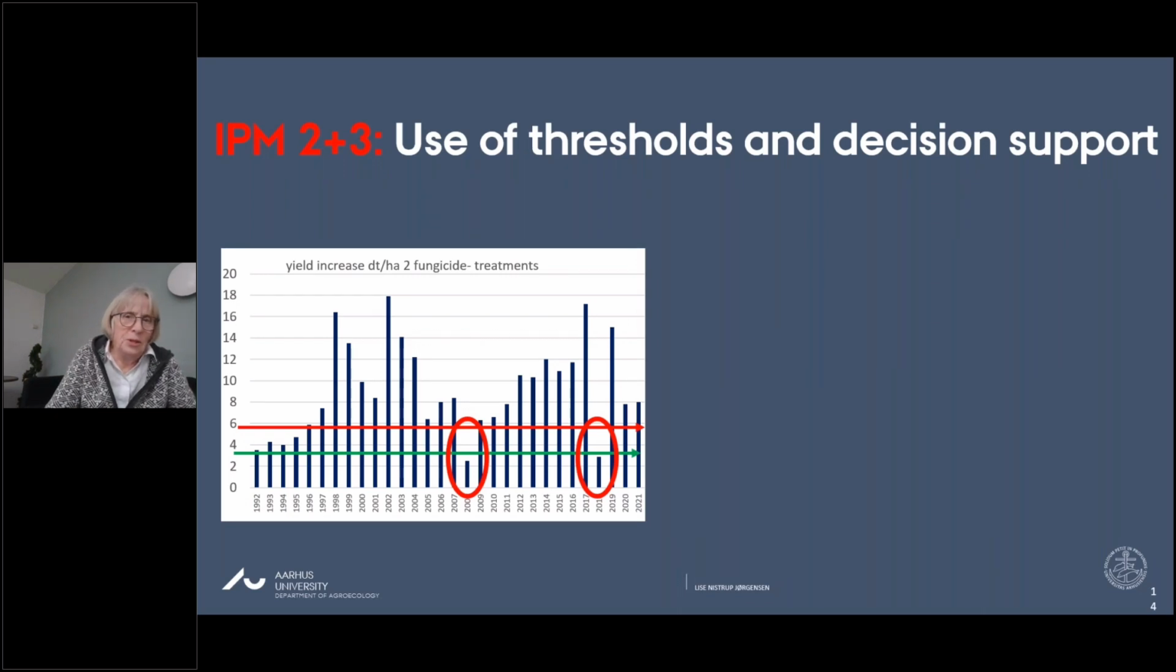The use of thresholds and decision support systems is, of course, extremely important. And when we look here, just taking the Danish data on the yield benefits in the individual years from the use of fungicides in wheat, we can see that we have years like 2008 and 18, where there has been absolutely no benefit from spraying with fungicides. So those years, the farmer should not have sprayed. Most years, of course, it's true to say that there is a benefit from spraying, particularly with the green line showing the grain price, which we currently have.